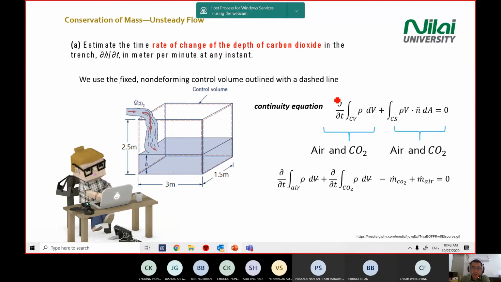Again, I repeat. Why can we not cancel this one out to become zero, although the flow is very steady? Because in this case, we assume there's no mixing between air and CO2, so the volume for air and CO2 changes with time.